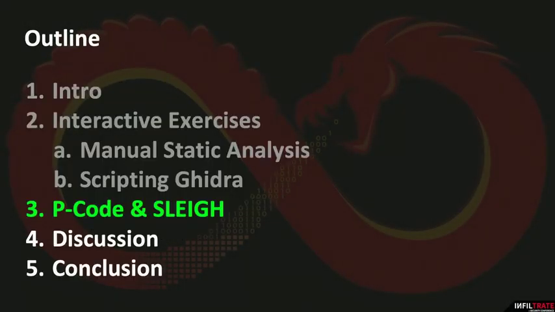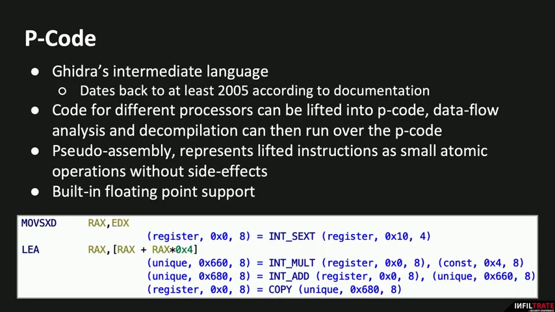So that was a taste of scripting with Ghidra. Now I want to talk some more about the P-code and SLEIGH and the program analysis features built into the tool. So P-code is Ghidra's intermediate representation, intermediate language.